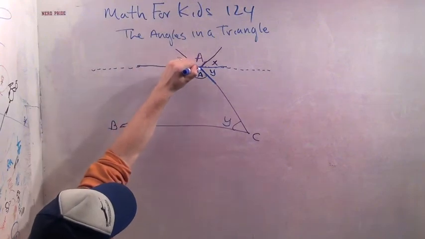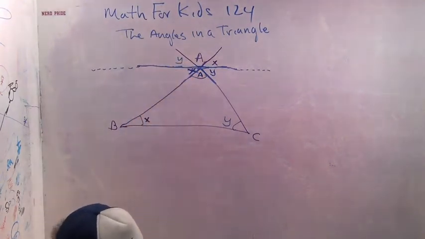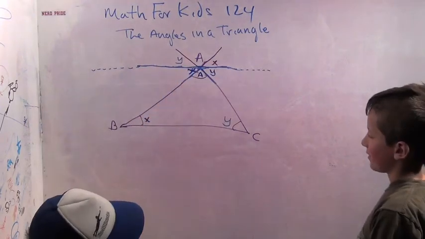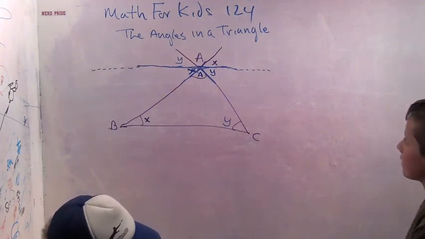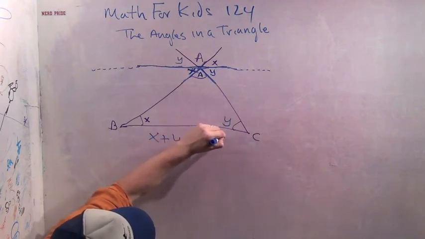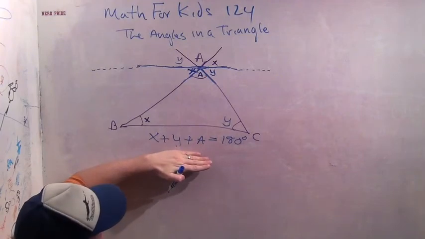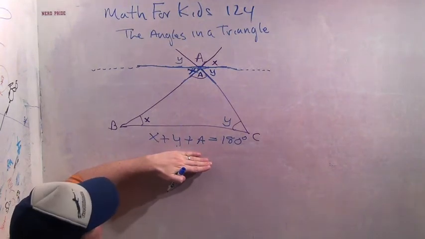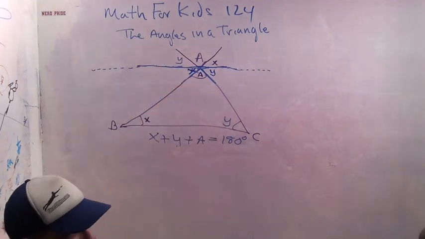So look at this. What can you tell me about x, y, and A now, since they're on a straight line? Well, they add up to 180. So look at this. X plus y plus A equals 180 degrees. But what were x, y, and A right at the beginning? They're the angles of the triangle. So can you believe that? We just showed that the angles of a triangle add up to 180 degrees.